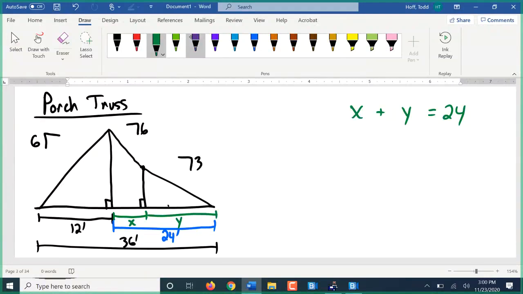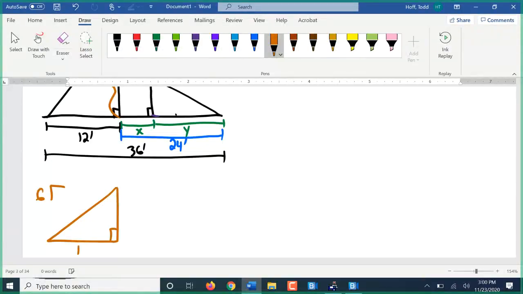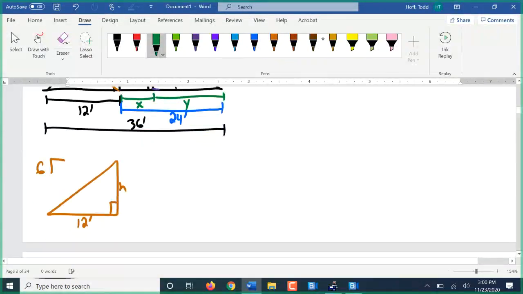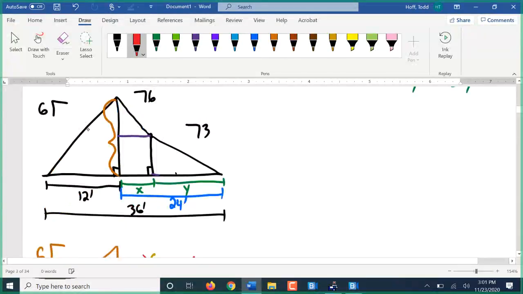Now, these two triangles here don't equal the same height. They add up to a height. And in this case, we can find this height if I set that triangle up with a 6/12 slope with a 12-foot run, and that's my height. I know that 6 over 12 equals h over 12. If I cross multiply and divide here, I get h equals 6. So this height here is just 6 feet.